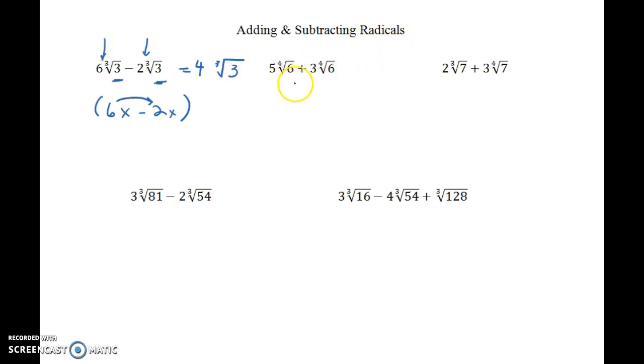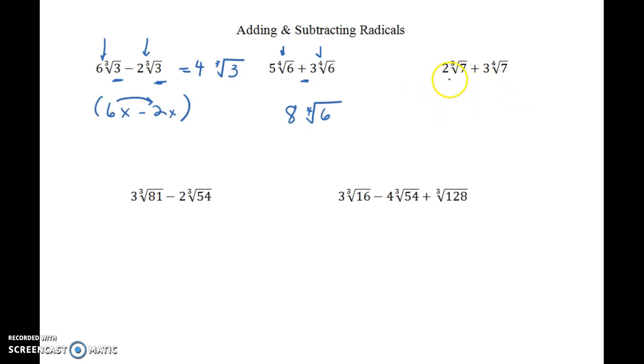If we look at the second one, in this case we're adding the two together. So we do the same thing. Oh, let's check our radicals. Our indexes are both 4. Okay, so we're good this time. So 5 plus 3 is 8. So we have 8 times the 4th root of 6. Again, just add the coefficient piece of it.